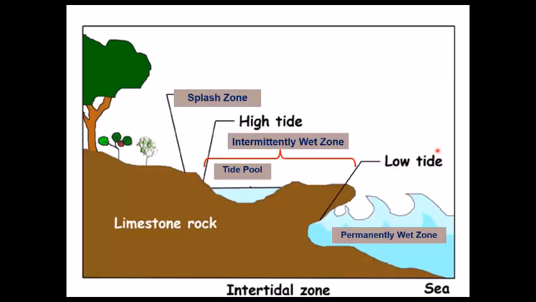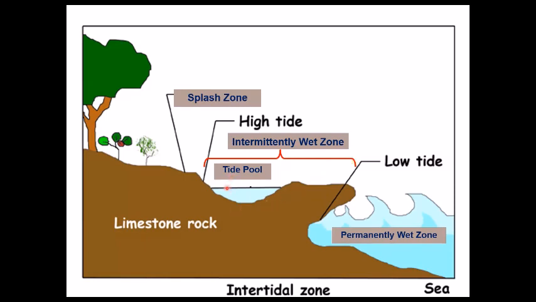Here's another picture that shows these different zones. Like I said, with the permanently wet zone, even when it's low tide, it's going to be covered by water. With the intermittently wet zone, whenever the tide changes, for example, if it's high tide, it's going to be covered by water. Whenever it's low tide, it's not going to be covered by water.